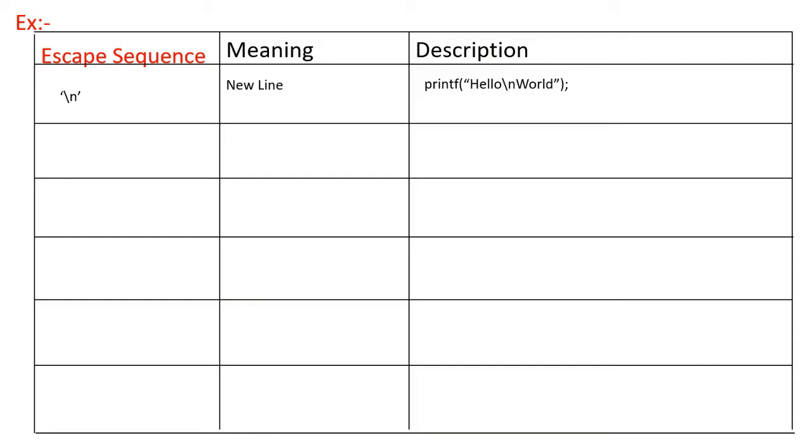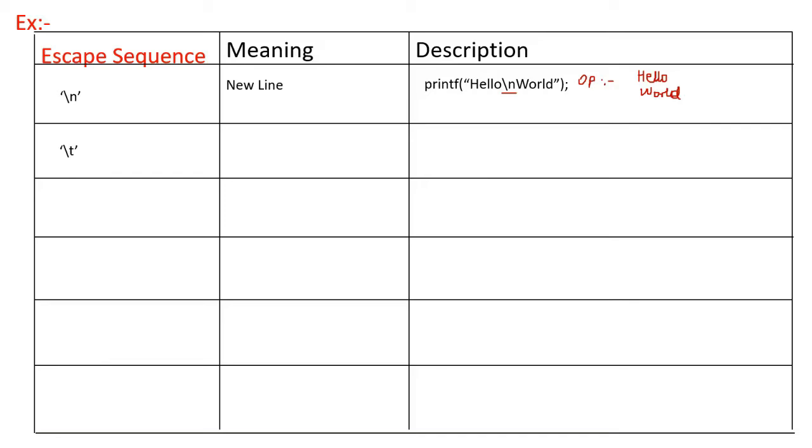Now we will see examples of escape sequence characters, their meanings and descriptions. First is slash n. The meaning of it is new line. Description: if we write a code, then the output will have hello on one line and world on another line. Because the cursor will print hello and then the slash n, that means new line, it will move on to the new line, then print world.